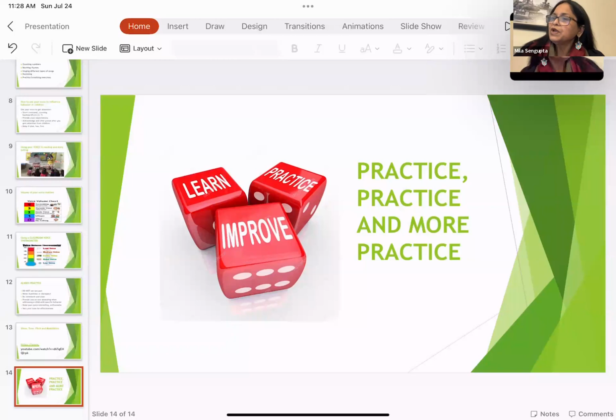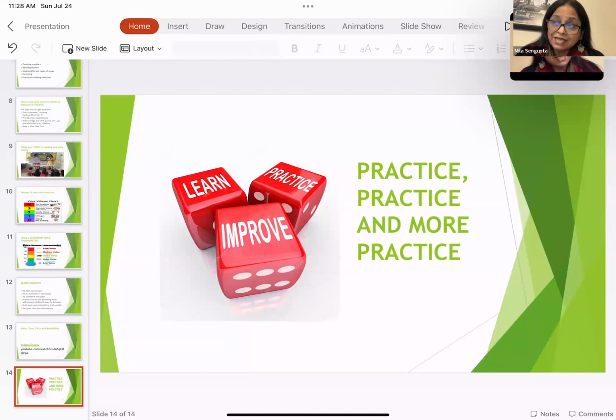And as we all say, practice, practice, and more practice. There is no harm in practicing. So learn, practice, improve. It goes in a little cycle. Children learn, children have the opportunity to practice it, and that helps the children to improve and master that skill.